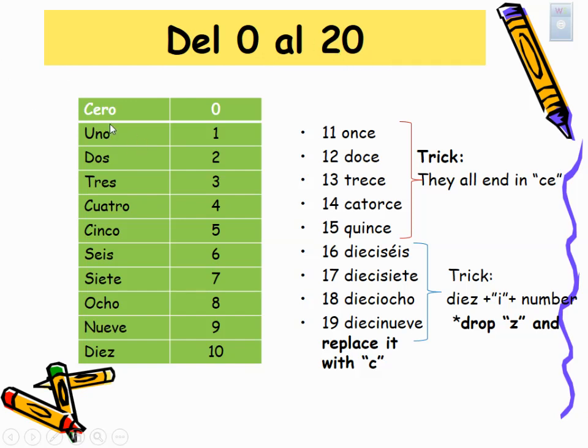I'm going to read these numbers again. 0, 1, 2, 3, 4, 5, 6, 7, 8, 9, 10, 11, 12, 13, 14, 15, 16, 17, 18, 19.